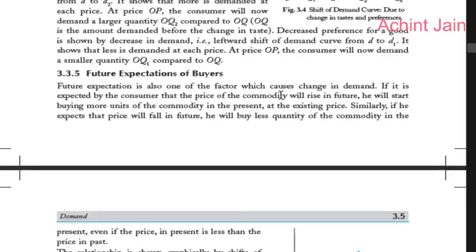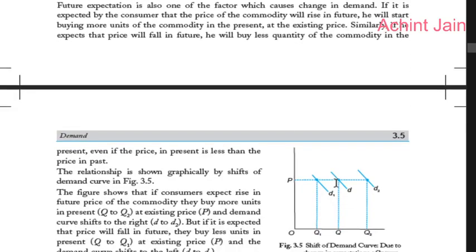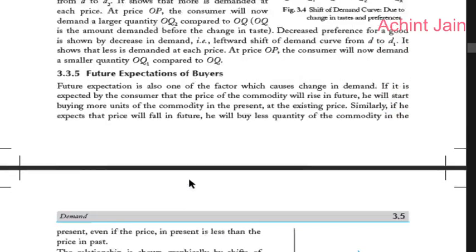Then one more is future expectations of the buyer. You know better, that is your demand. Suppose the price of petrol will rise from tomorrow evening, then your demand increases today. But if your expectation is that from tomorrow evening the price of petrol is going down, then your demand should shift today to D1. That is related to the future expectations of the buyer. Then these are the factors.